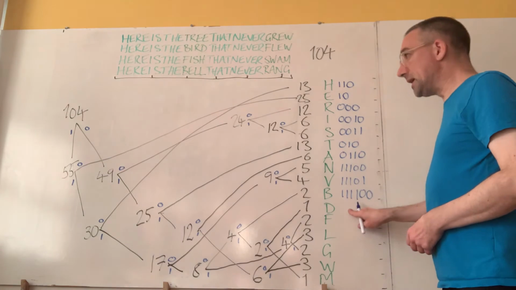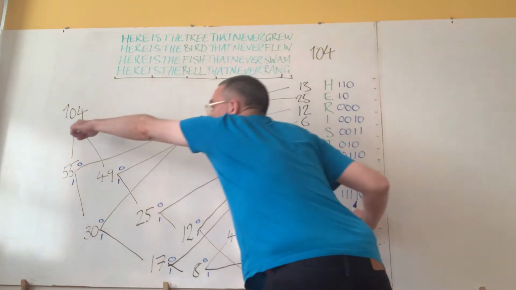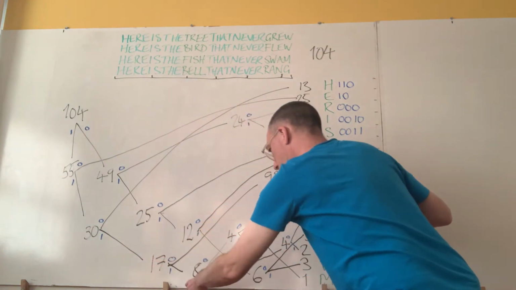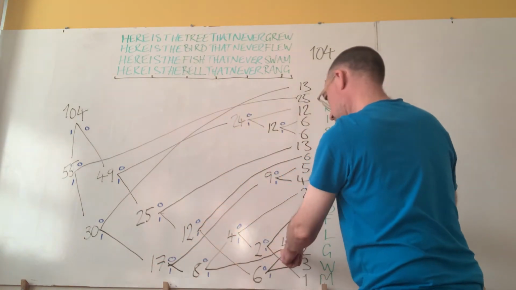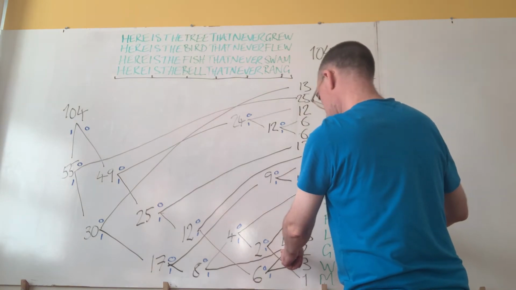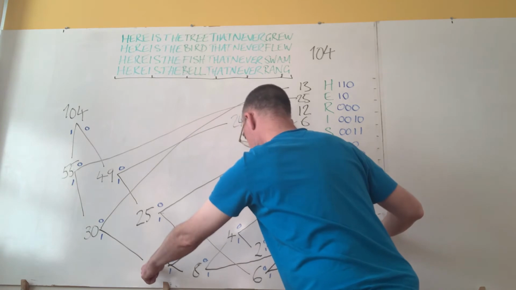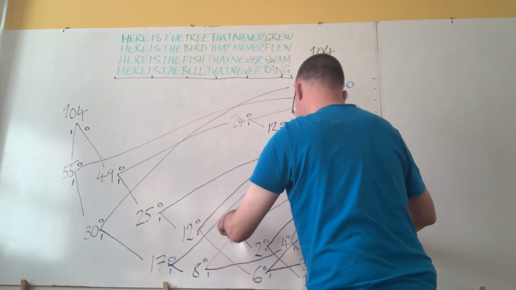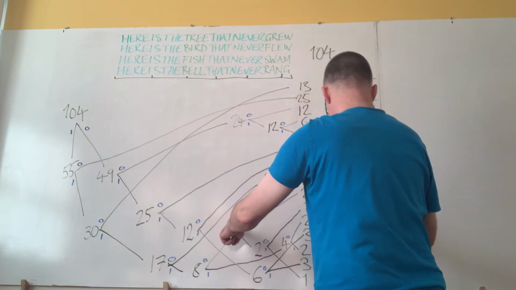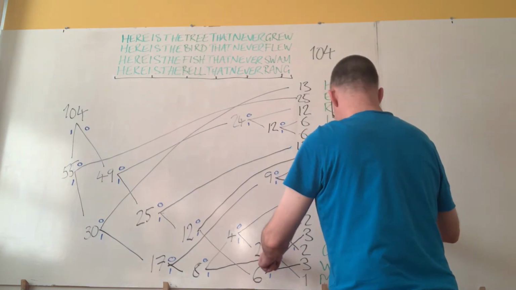And for D, what's going on? We have 1, 1, 1, 1, 1. Is that right? No, I took a wrong turning. 1, 1, 1, 1, 0, 1, 0.